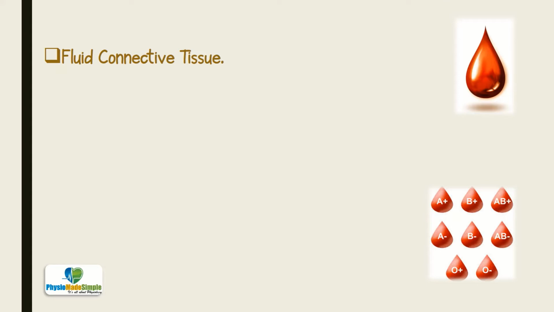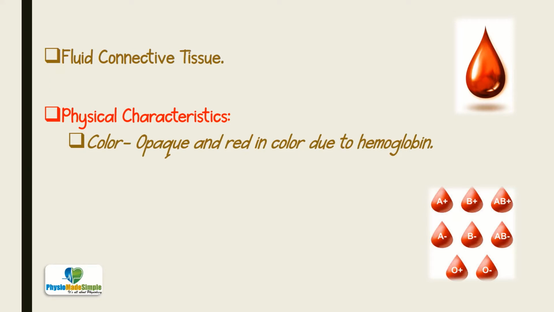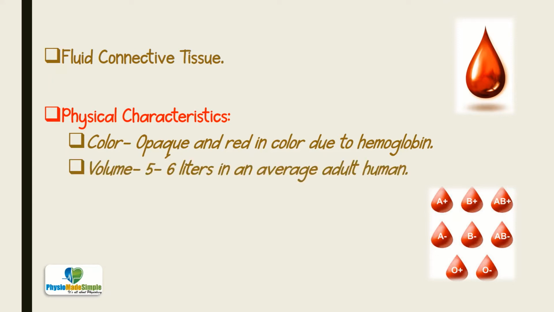Now, talking about the physical characteristics of blood, its color. You all know what the color of blood is. It is red in color and it is opaque. It is red in color due to the presence of the pigment called hemoglobin. Volume. An average adult human who weighs about 70 kilograms will have almost 5 to 6 liters of blood in his body.